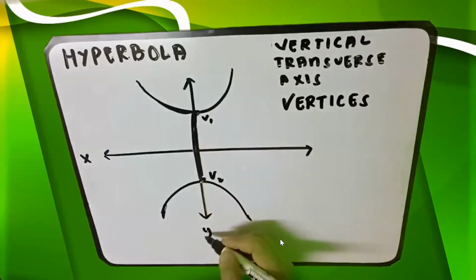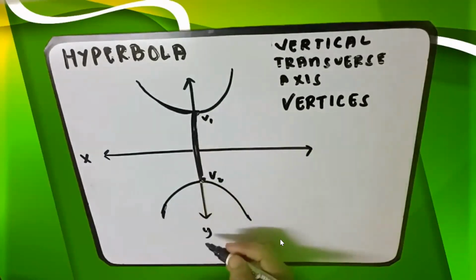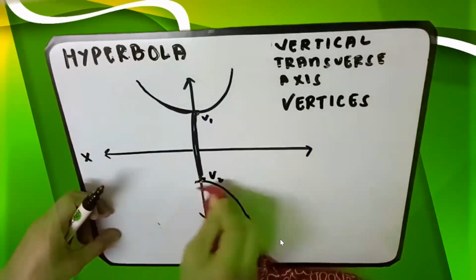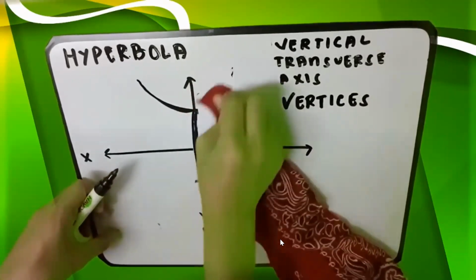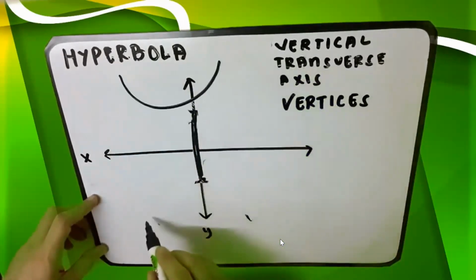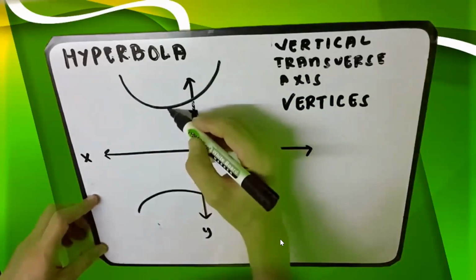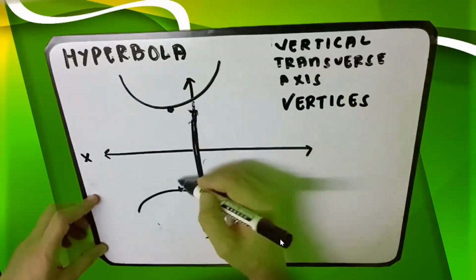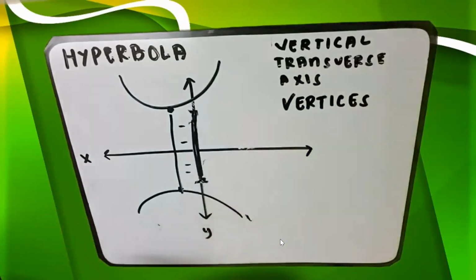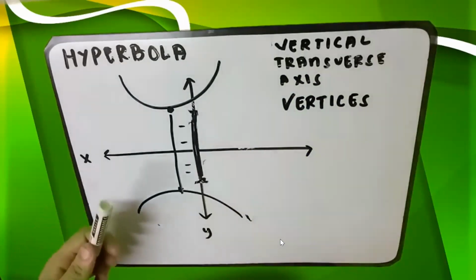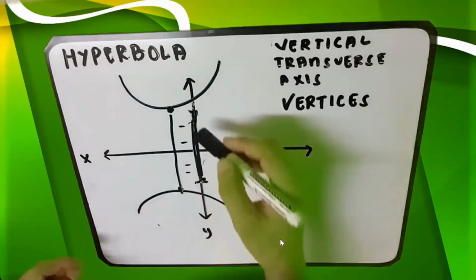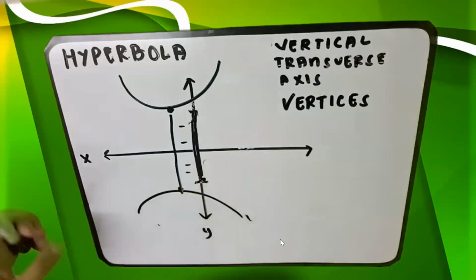Kasi nasa y-axis siya. Paano kung wala siya sa y-axis? Pwede rin, basta parallel siya dito sa y-axis. Halimbawa, ang graph nyo ay medyo pangit lang. Ito halimbawa yung vertex 1 o vertex 2. As long as vertical siya or parallel siya dito sa y-axis, that's still a vertical transverse axis. So it can be in the y-axis or parallel to y-axis.